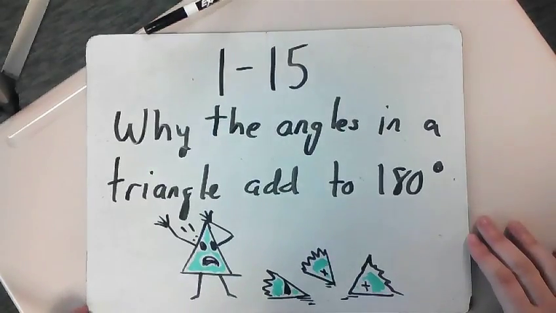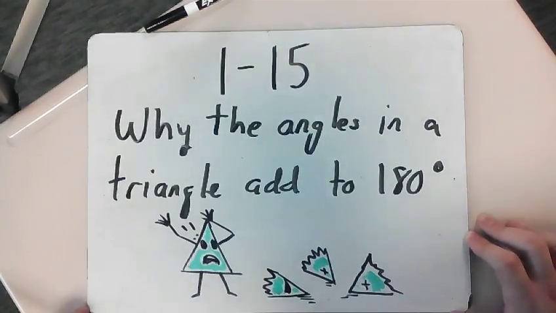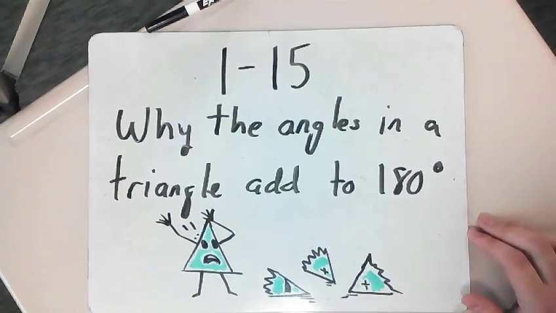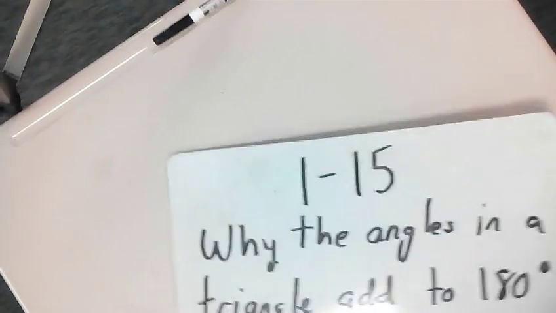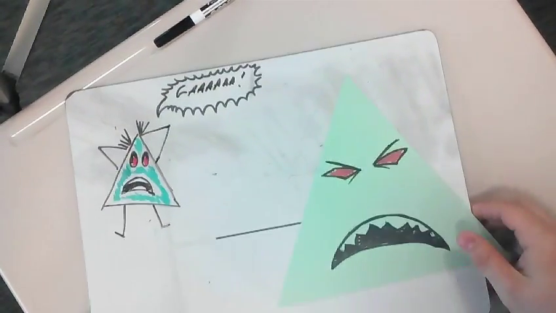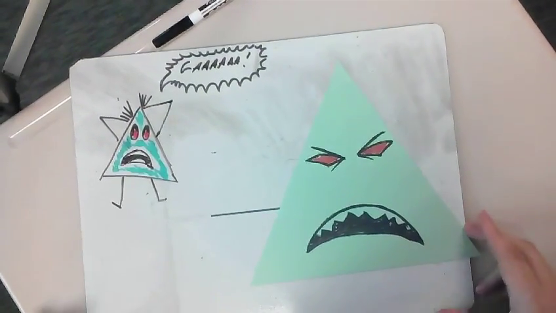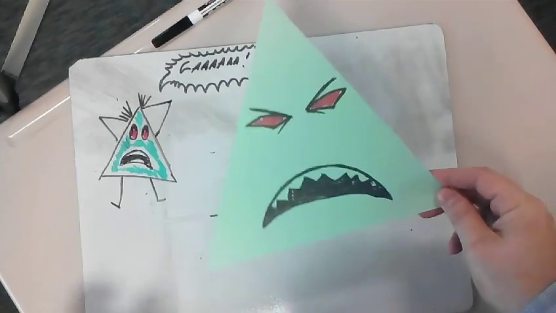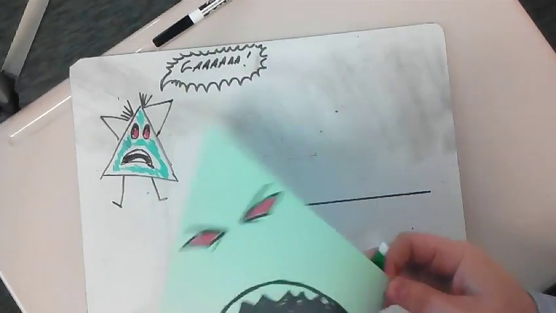Hey guys, okay, we're going to do a video of 1-15, why the angles in a triangle add up to 180 degrees. Okay, so let's take a look at what we did today in class. What we did is we took this triangle here, and we tore the corners off of him.